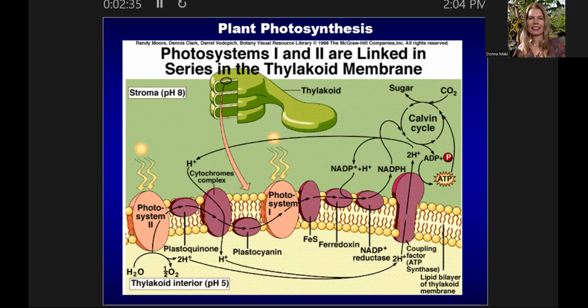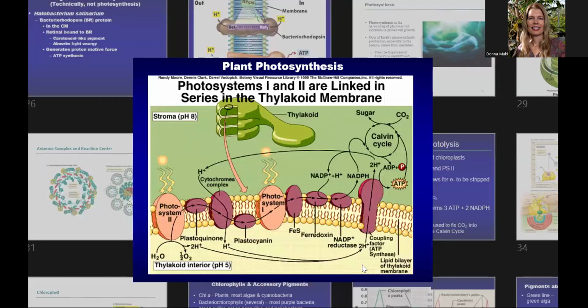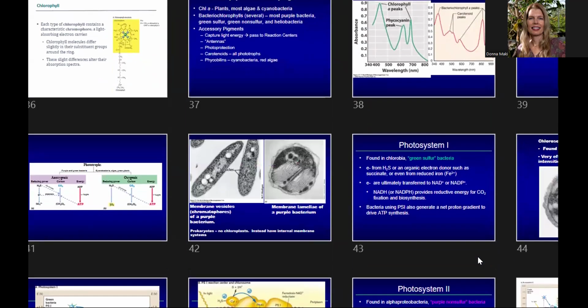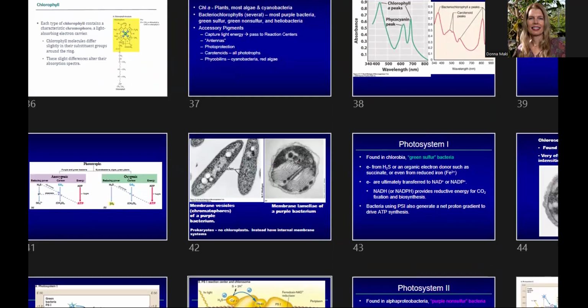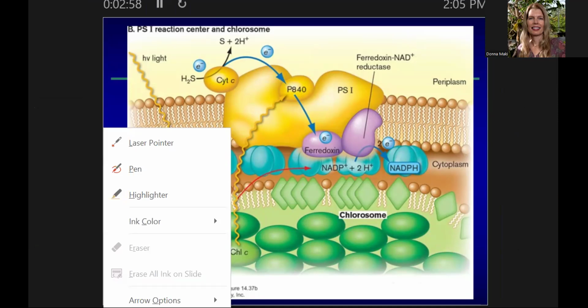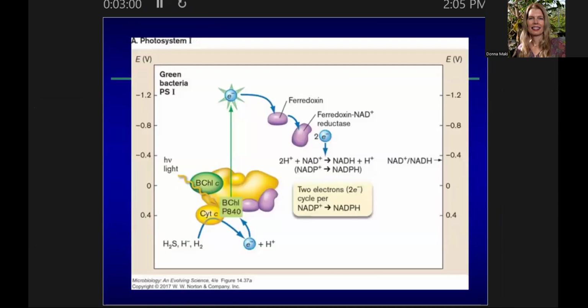Okay, then we learned that there's some microbes that use just one photosystem, not two. So here is an example where you still have a linear flow. If you follow the blue arrow, you can see the linear flow of electrons starts from something like hydrogen sulfide.